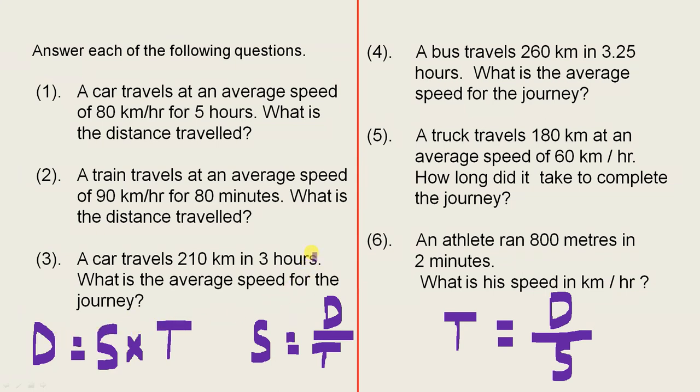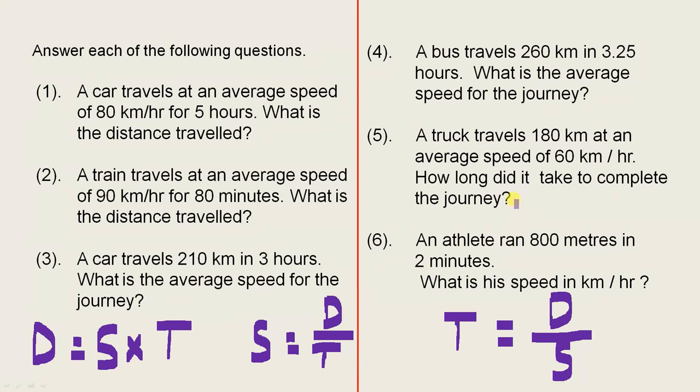Number 3. A car travels 210 kilometres in 3 hours. What is the average speed for the journey? We use this one. Number 4. A bus travels 260 kilometres in 3.25 hours. What is the average speed for the journey?